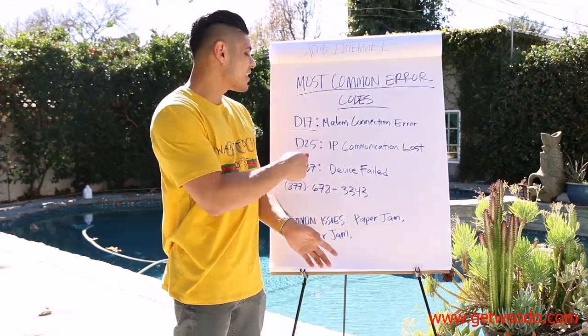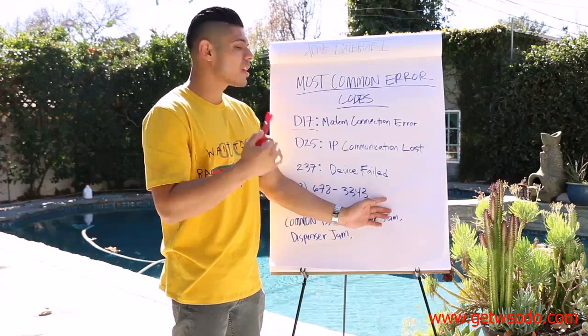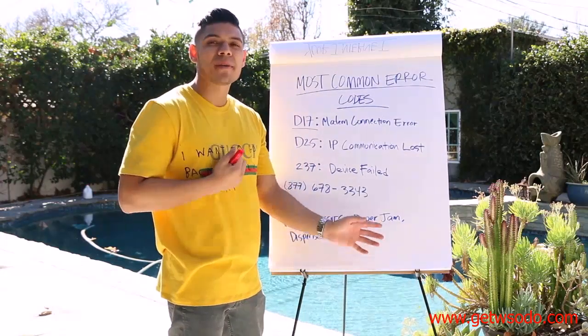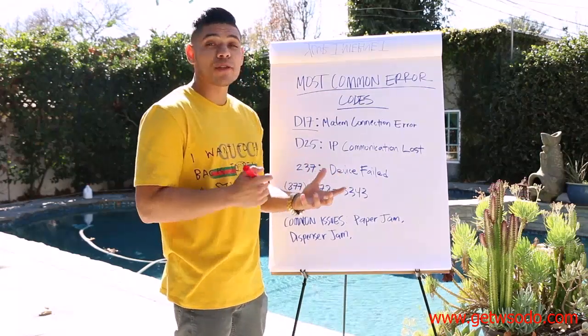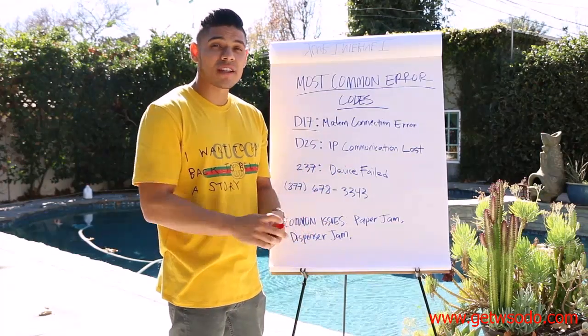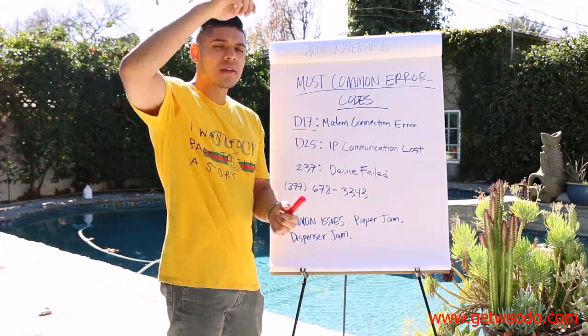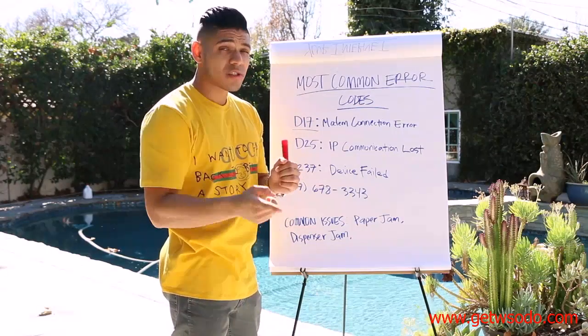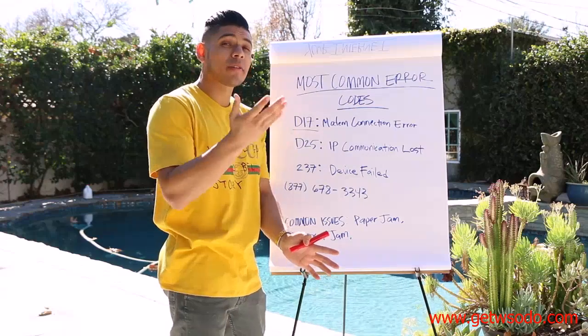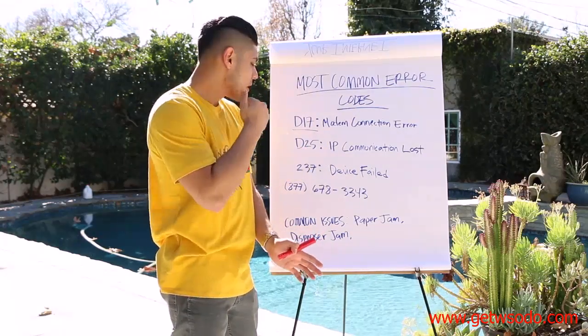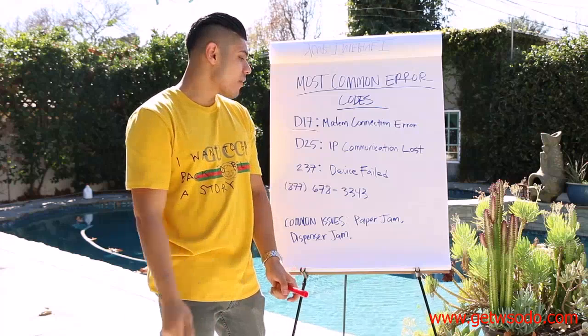Second code is called a D25. It's an IP communication loss. So what that basically means is your IP isn't working, your IP address isn't connected, right? So you can do the same thing. You can restart the machine again. So open the top of the machine with the key, pull it out. There's just one little switch. Like I said, just turn off the machine for 15 seconds, turn it back on. That usually works, okay?